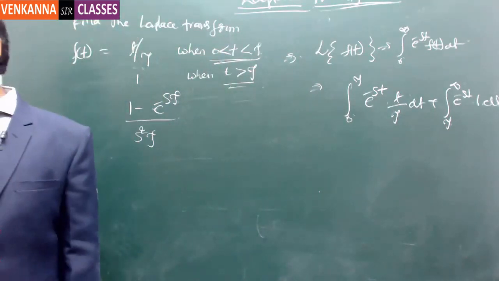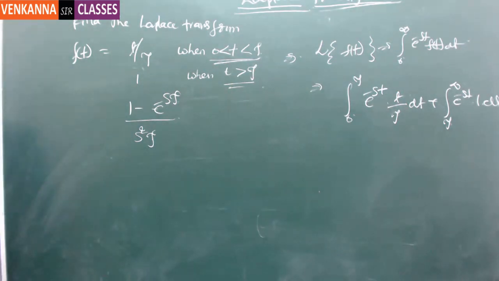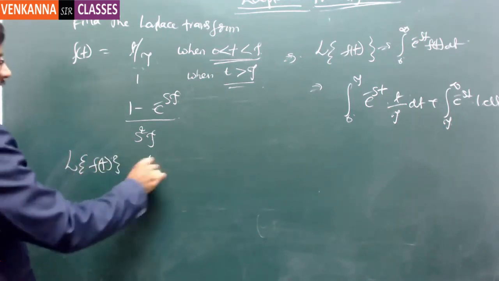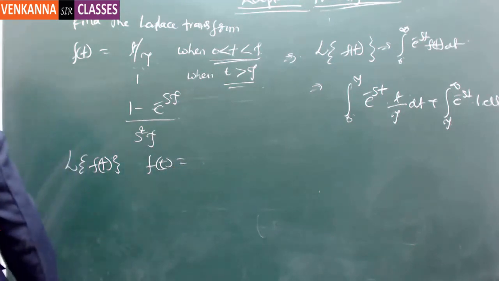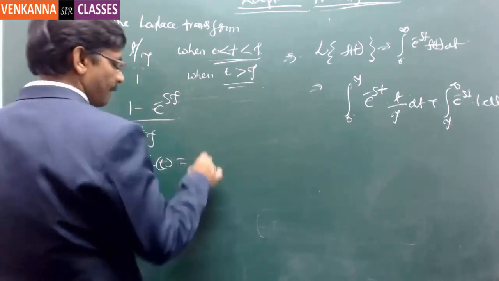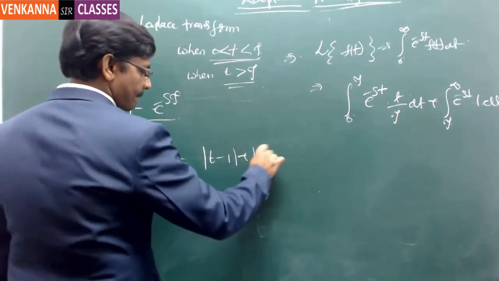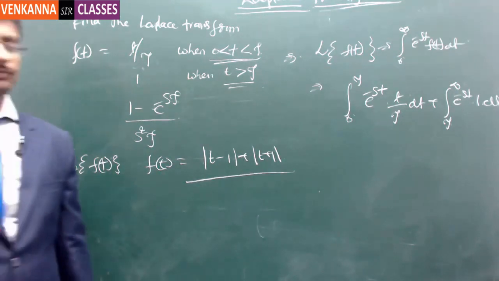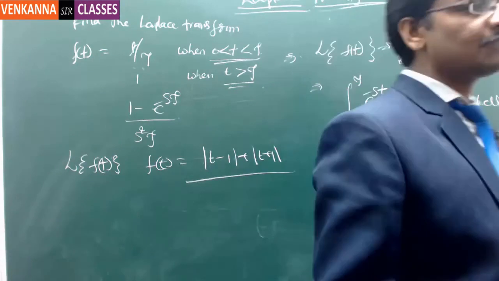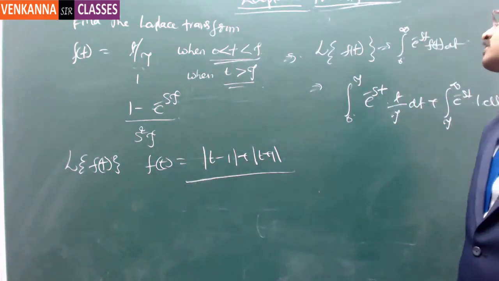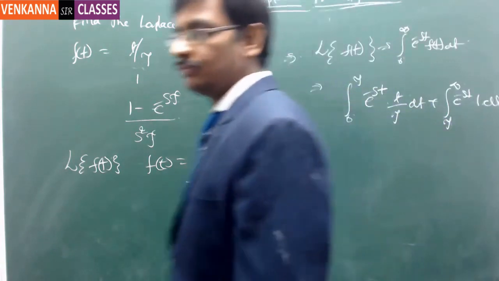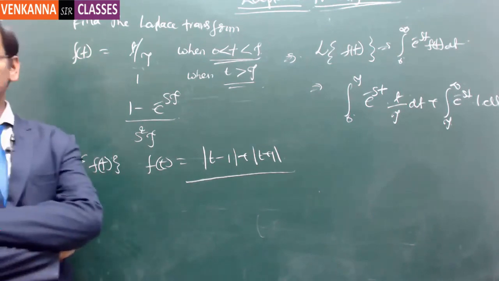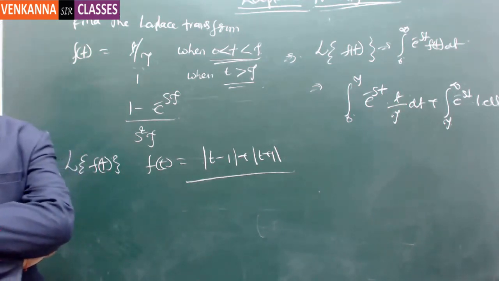Got it? Now, note down one more: the Laplace transform of f of t, where f of t equals mod t minus 1 plus mod t plus 1. Can you find the Laplace transform of mod t minus 1 plus mod t plus 1? It's all just finding the integral. If you are not able to find the Laplace transform, it means you are not able to solve the integral. That's it. Got it? Anybody?